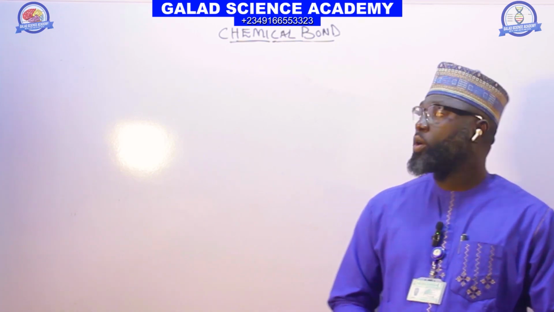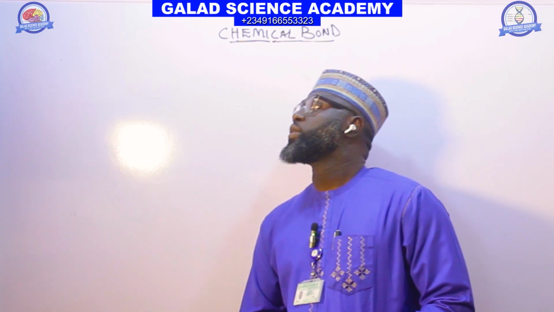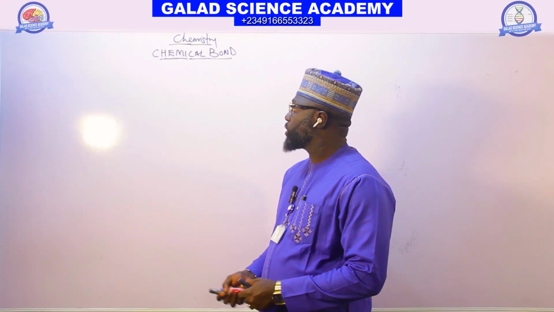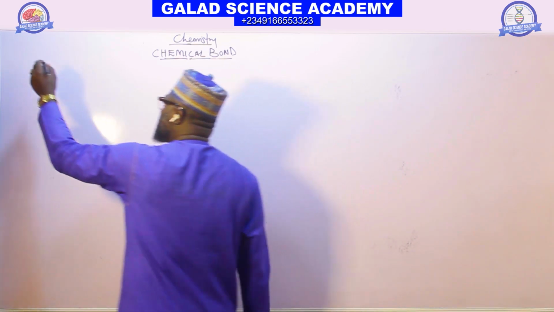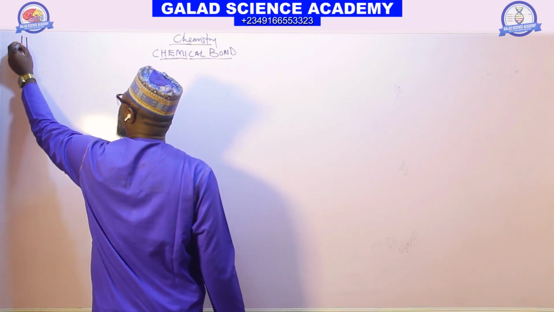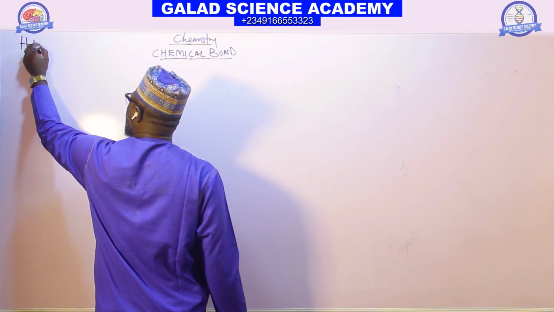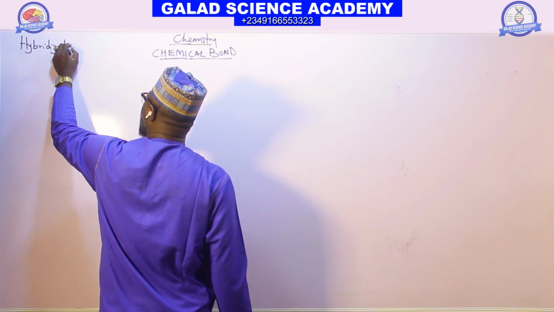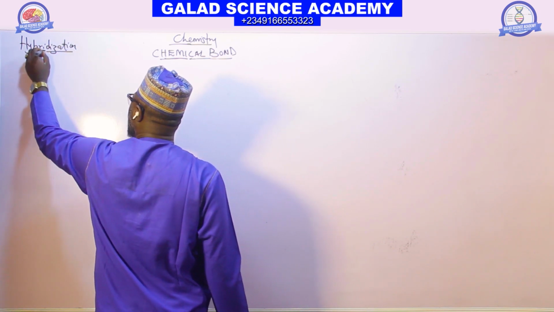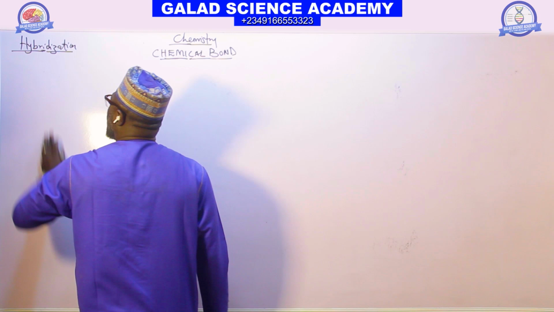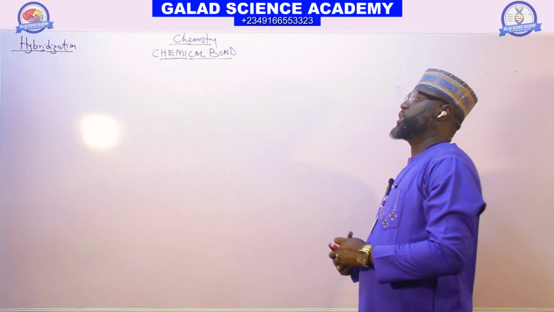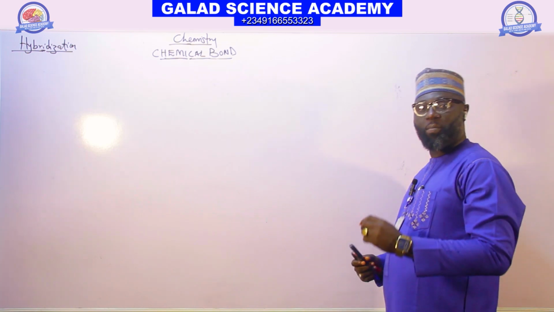The next aspect of valence orbital theory we are going to treat now is hybridization. What is hybridization? The word hybridization simply means what?